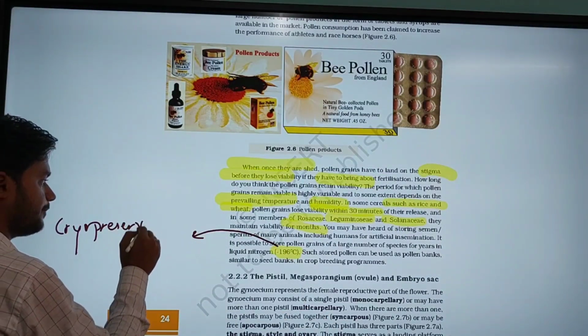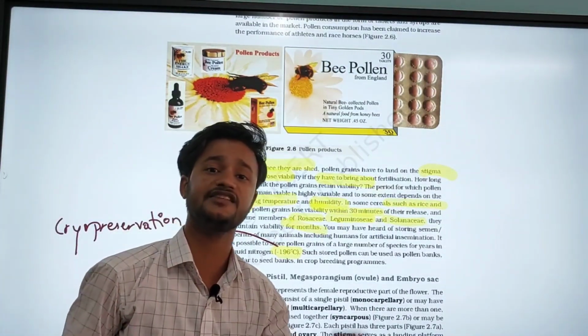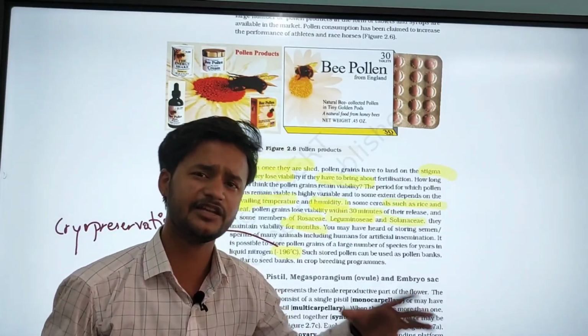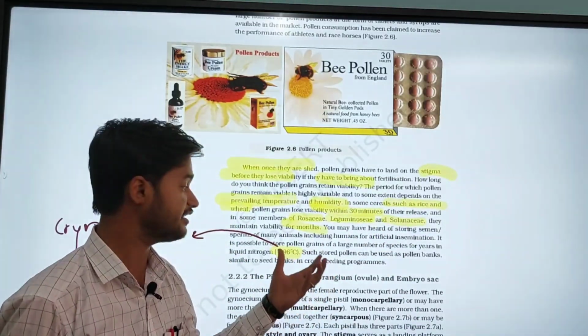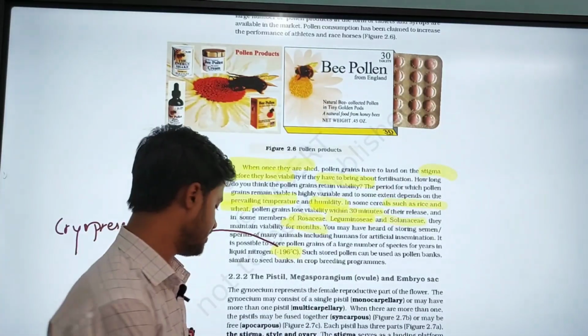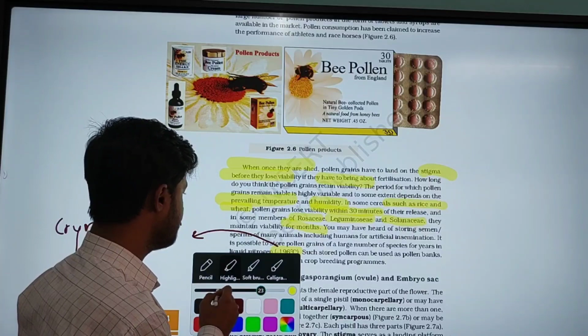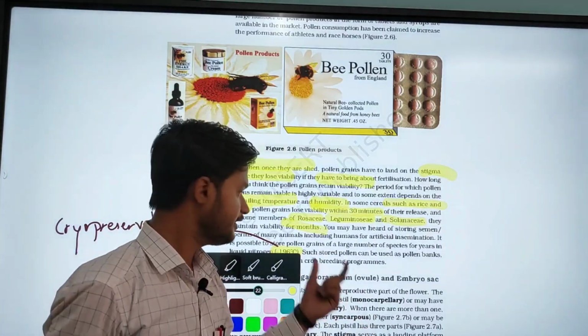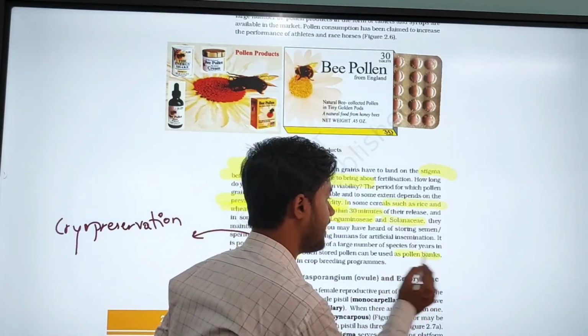What is cryopreservation? The preservation of pollen grains at minus 196 degrees Celsius, an extremely low temperature, in a liquid nitrogen medium, that is called cryopreservation. And remember another thing, okay, such stored pollen grains are used as pollen banks.